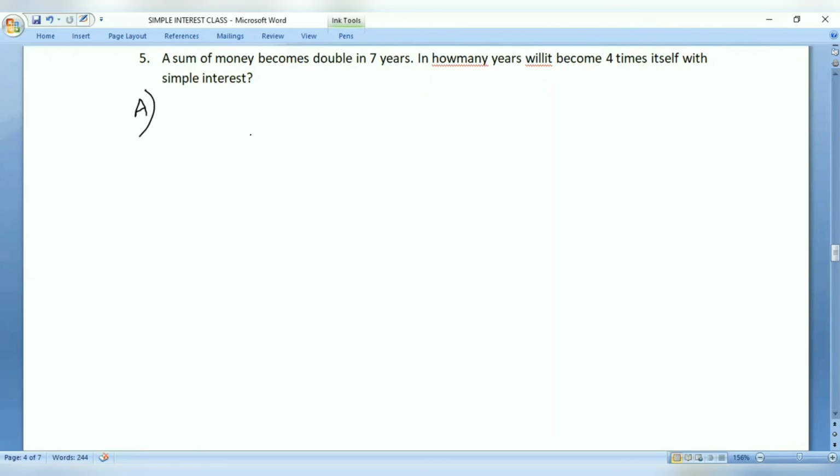Okay. Now, the point given to us is there is a principal. If you consider the principal as X, this becomes 2 times. It becomes double. And what is the time period for it? 7 years is the time period given to us. If the same principal is to become 4 times, what is the time period it requires? This is the question being asked to us. Now, how do we solve it?